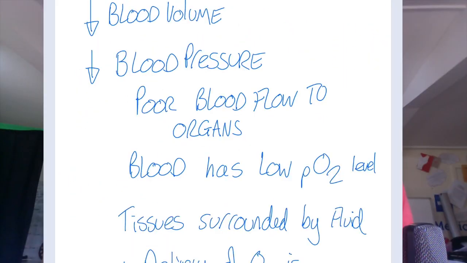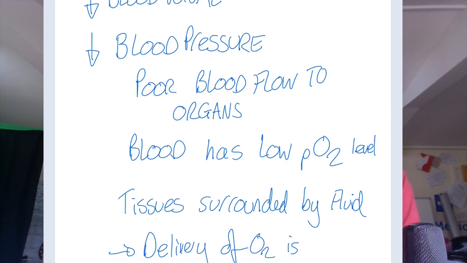So it's these things here. We've got a reduction in blood volume, so there's not much blood going around. The blood pressure that pushes the blood round is low, so there's not much pressure pushing blood to those capillaries. The blood that is being delivered has got a low oxygen level, and the tissues by those capillaries are now surrounded by fluid, so that delivery of oxygen is impaired, and ultimately your organs start to fail because of a lack of oxygen.